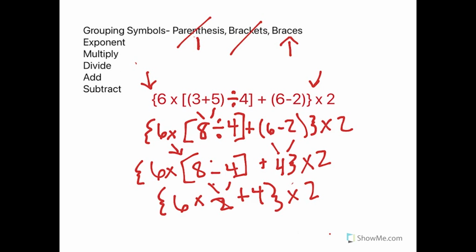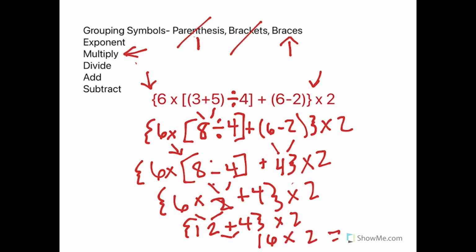So multiply is first. So we're going to do that. 6 times 2 is 12 plus 4 times 2. Now we're going to do the 12. Running out of room here. 12 plus 4 is 16. We're going to times that by 2. And then 16 times 2 is going to be 38. And that is our final answer.